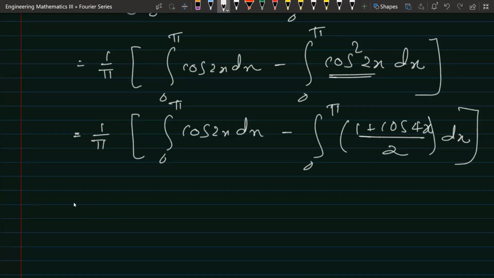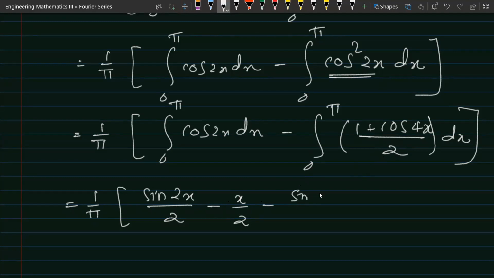Bracket complete. Now apply the integrals. 1 upon pi. What is the integration of cos 2x? It is simply sin 2x upon 2. Correct. Minus 1 by 2 as it is, and the integration of 1 is x, so this is minus x by 2. Am I right? Yes, sir. And minus times plus becomes minus. What is the integration of cos 4x? Sin 4x upon 4, and already 2 is there, so this is nothing but sin 4x divided by 8, from 0 to pi.